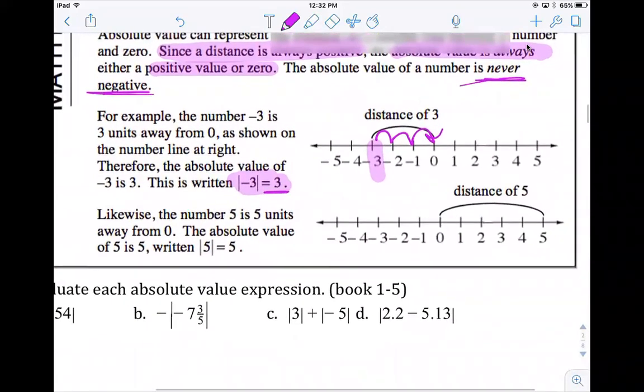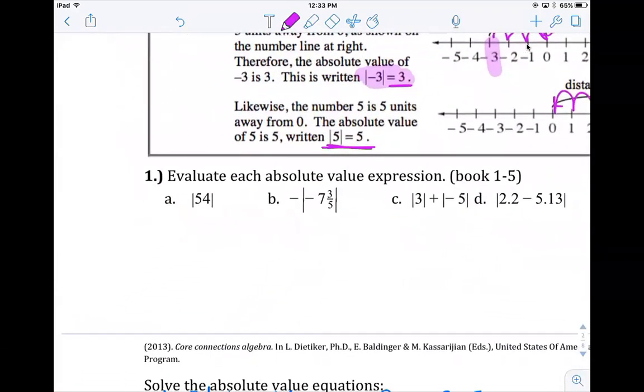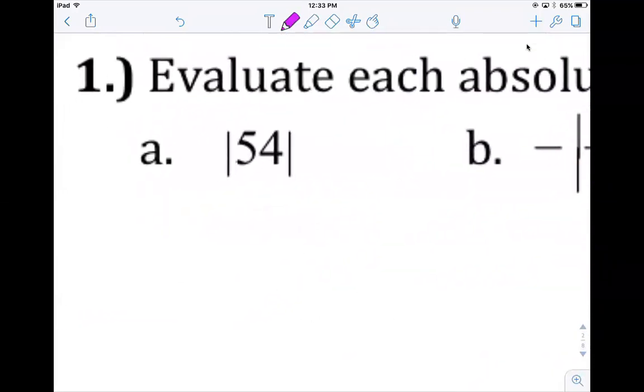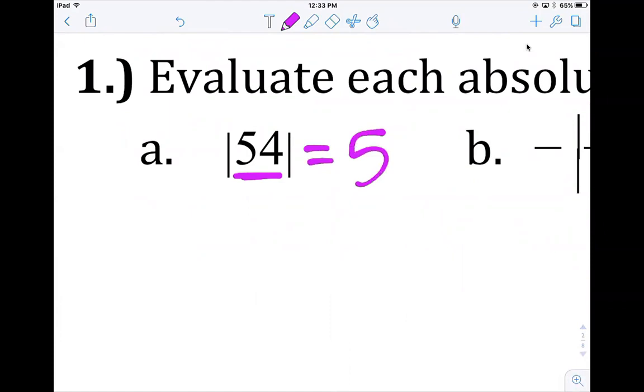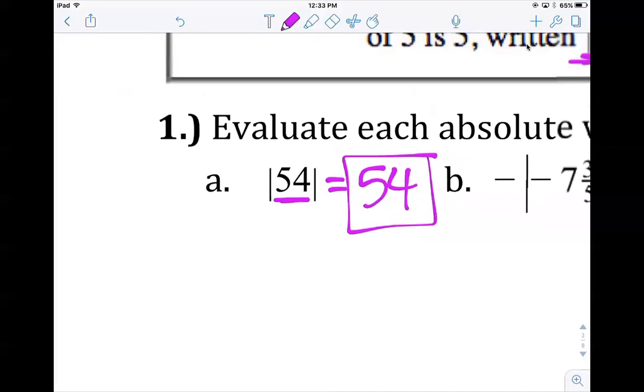So the other example, we have absolute value of 5 is 5 units away from 0. So even though that 5 is positive, it is 1, 2, 3, 4, 5 spaces away. So the absolute value of 5 is 5. So we're going to look at some basics here, and we're just going to take the absolute value of what we got going on. So in 1A, we have absolute value of 54. So we want to think about, all right, how many spaces away is 54 from 0 on a number line? And that is going to be 54. So even though it's positive, it still stays positive.